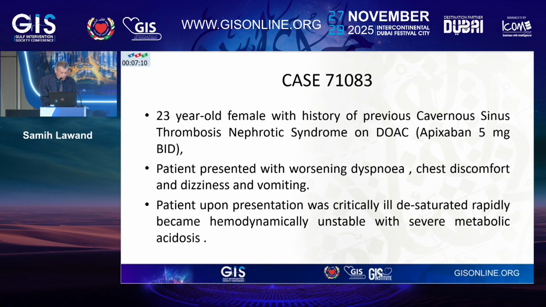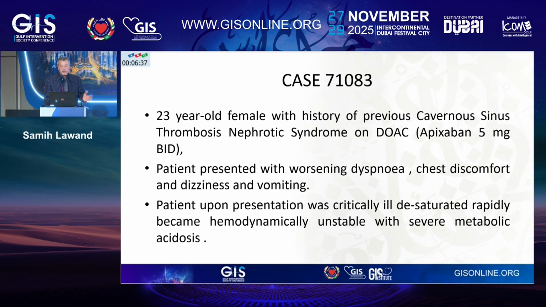I will go through 3 types of cases. The first one is the worst of them. This is a 23-year-old female, previously with cavernous sinus thrombosis. It just tells you why a 23-year-old female should have it, probably because of her prothrombotic setups, nephrotic syndrome. At that time, she was on a DOAC, apixaban 5 milligrams, whether appropriately or not, we will not discuss now. The patient presented with worsening dyspnea, chest discomfort, dizziness, and vomiting.